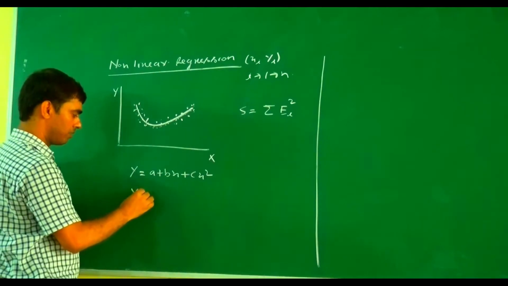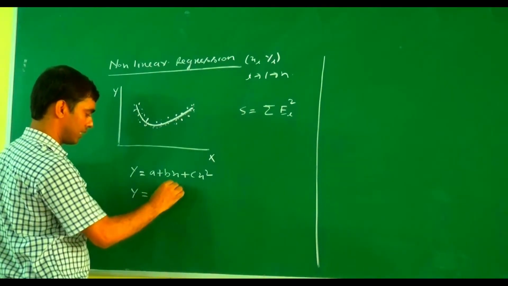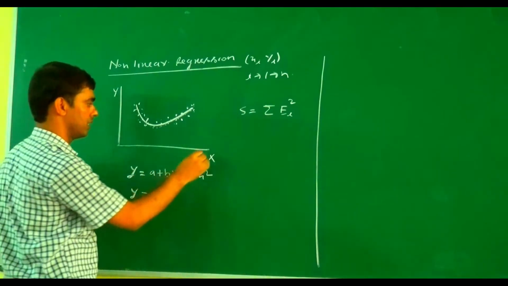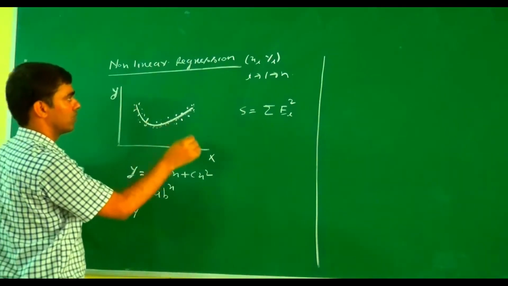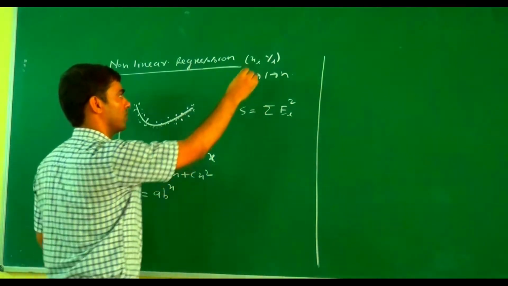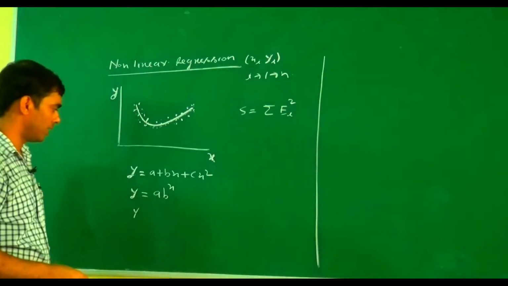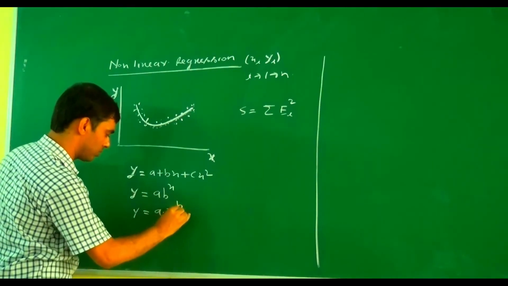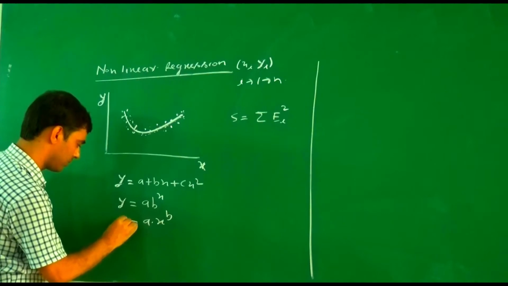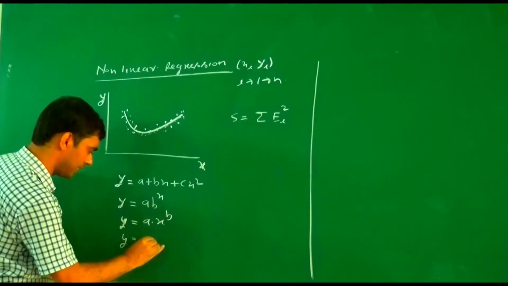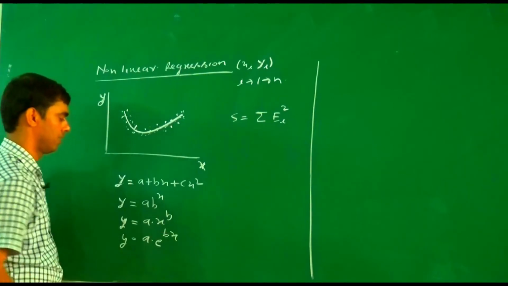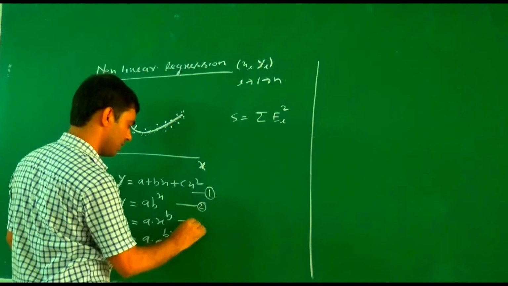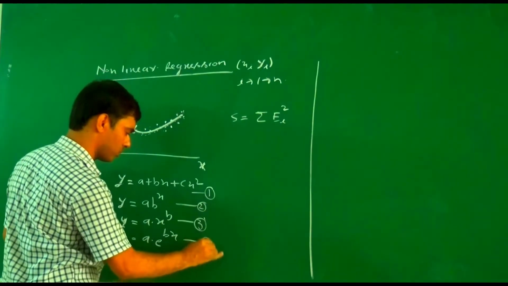Second, y in the form of a b to the power x. Third, this one is a small y, small x and small y. So y equals a b to the power x, and y equals a into x to the power b, or y equals a into e to the power bx. So either in this form, this one is the first one, this one is the second one, this one is the third one, and this one is the fourth one.